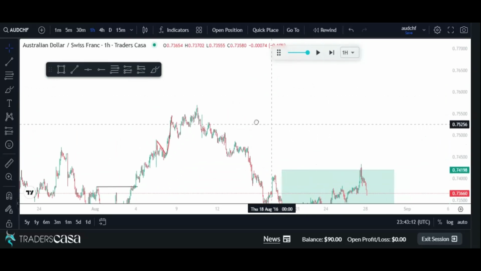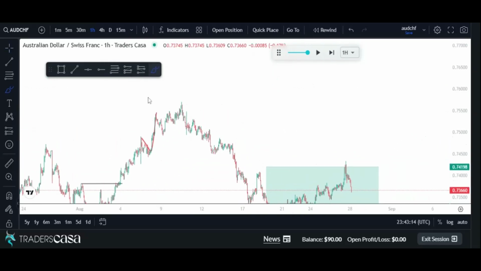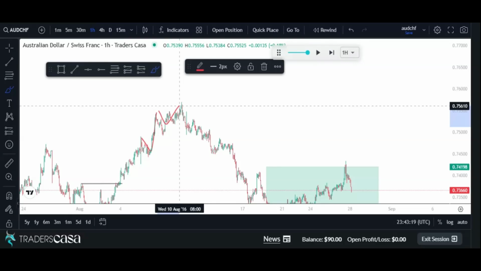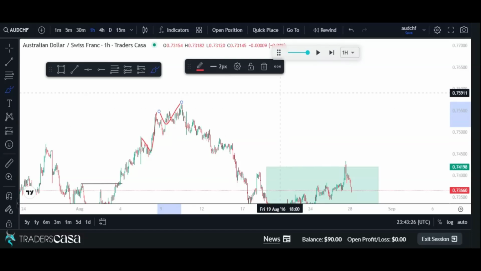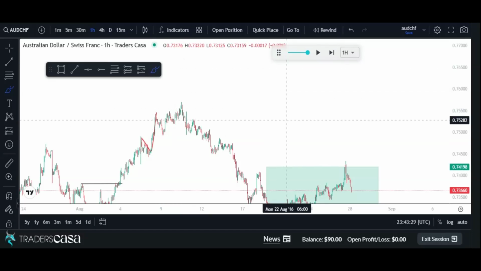And you can also have more than this inducement. It can be three inducements or two inducements, but the first one matters. All right. So that is it for today.